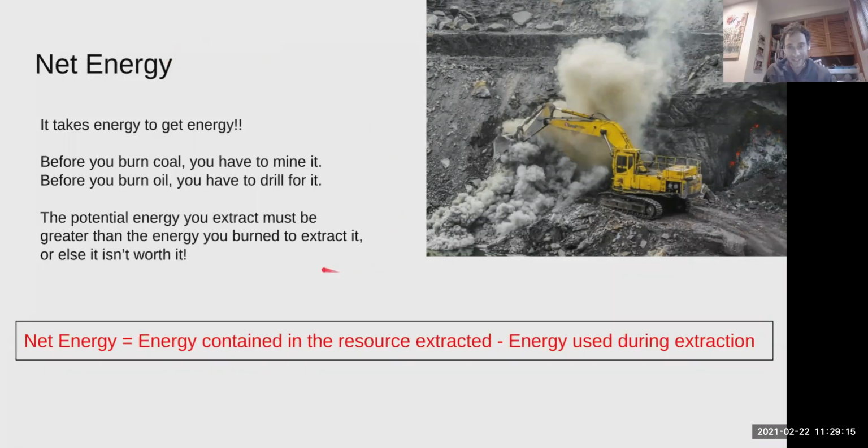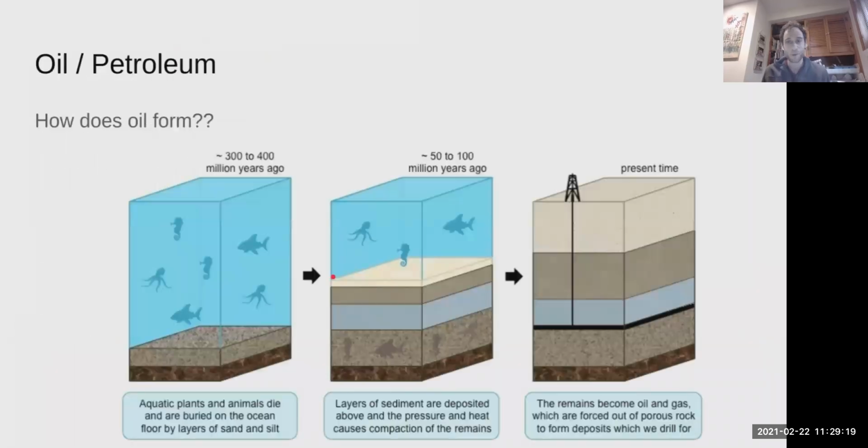All right, now let's get into our energy sources. We will begin with oil, petroleum, I kind of use those interchangeably. First, how does oil form? Well, the oil we drill up, we dig, we pump up, is usually between 300 and 400 million years old. And it is former ocean organisms.